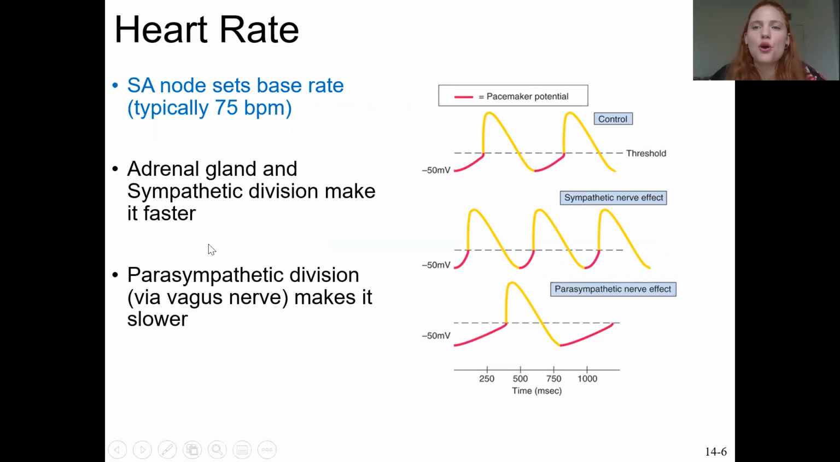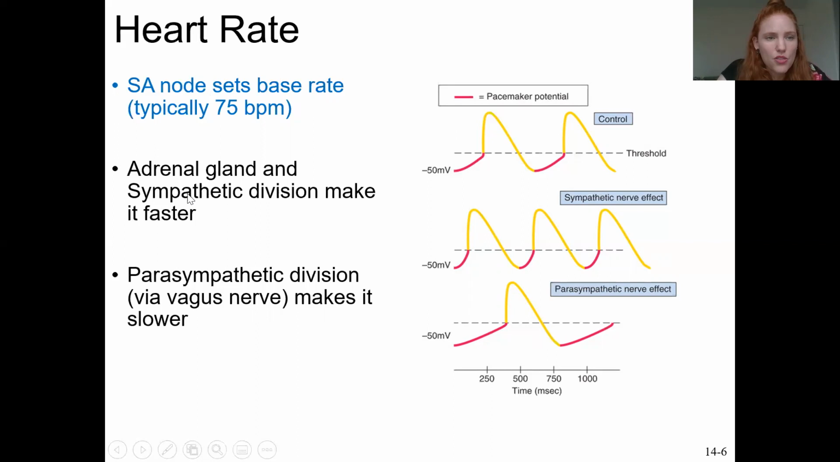Okay, so let's first look at heart rate. Remember that the cardiac muscle is autorhythmic, which means that it can set its own pace. That's going to be through the SA node, the sinoatrial node, which is located in the right atrium. It is the first one to depolarize. Remember that they can spontaneously depolarize, and once they reach the threshold, they'll make their action potential. That's usually about 75 beats per minute. So it can beat without any input at all from the nervous system, but the autonomic nervous system can influence the speed or the rate of the heart rate contractions.